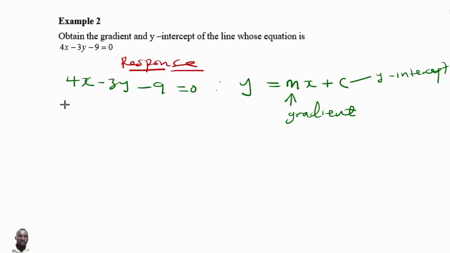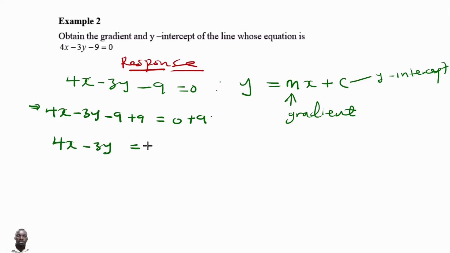So we make y the subject in this equation. Simply we need to modify this. We have the 4x minus the 3y minus 9. Let us take 9 to the right hand side of the equal sign. So we need to add it on both sides, so equals 0 plus the 9. So this and this cancel out and we remain with 4x minus 3y equals 9.